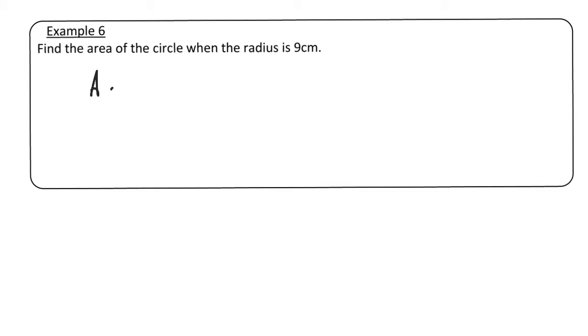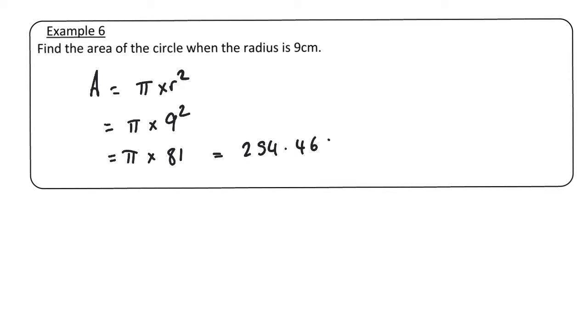Example 6, find the area of the circle when the radius is 9. We know the area is π times r squared. So that's going to be π times 9 squared, which is π times 81. If we put that into our calculator, we get an answer of 254.469 or 254.5 squared centimeters. It's an area, so the units have to be squared centimeters.